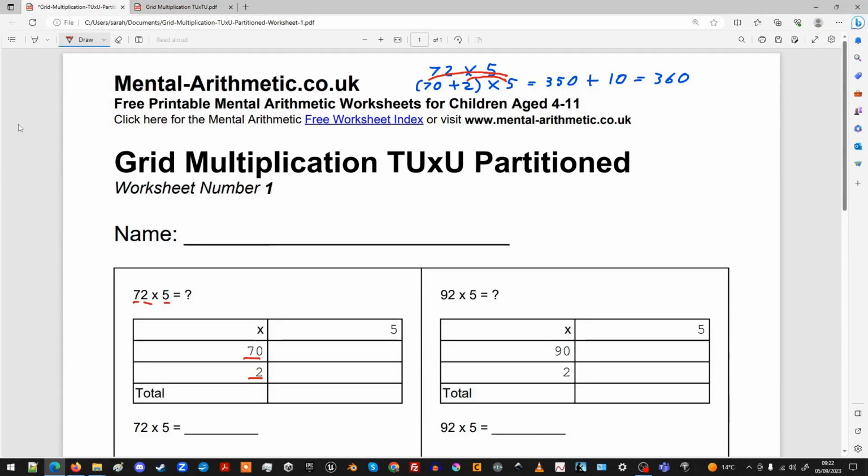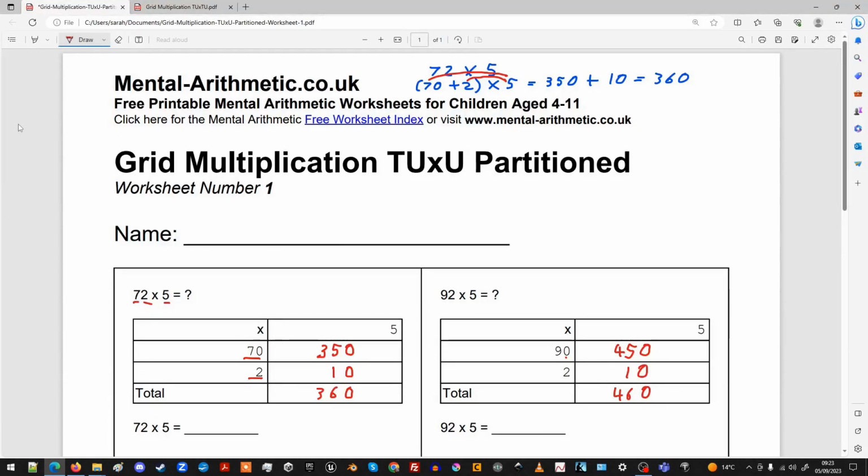So first of all, 70 times 5. 7 times 5 is 35, and there's an extra 0. 2 times 5 is 10. Add those together, 360. Let's do this next one. So it's 90 times 5 plus 2 times 5. 9 times 5 is 45, and there's another 0. And 2 times 5 is 10. 460.